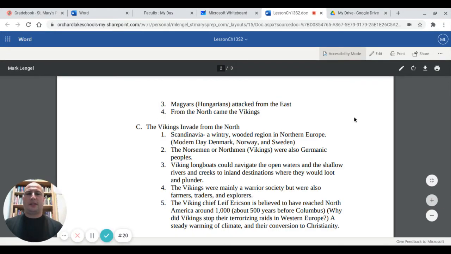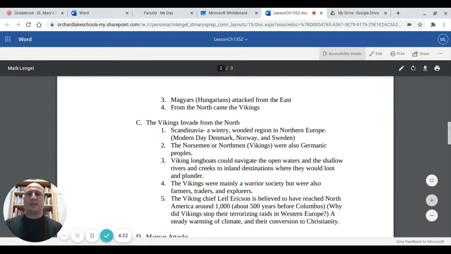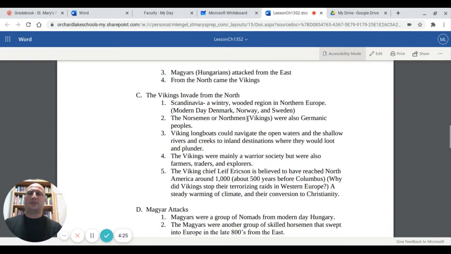Okay, so let's talk about the Vikings first. Of course, I showed you on the map that they attacked from the north. They come from Scandinavia, which is a wintry, wooded region in northern Europe. It's marked by the modern day countries or regions of Denmark, Norway, and Sweden. The Norsemen or Northmen, which are also known as the Vikings, can be considered a Germanic tribe. They're Germanic style peoples. The Romans would have considered them barbarians.